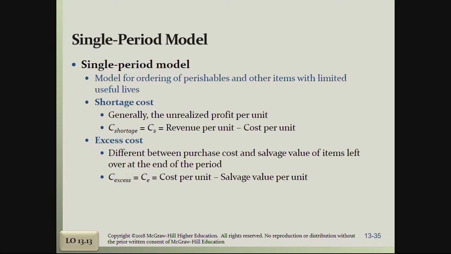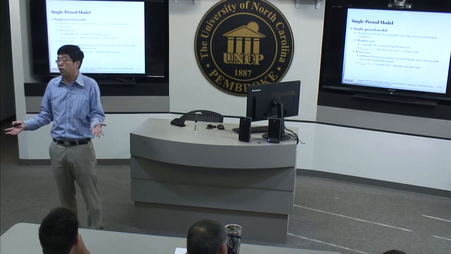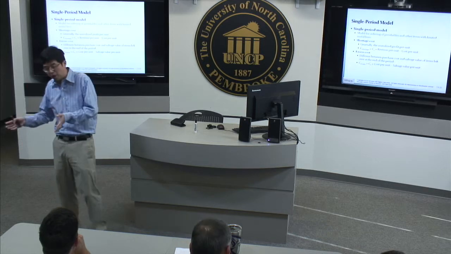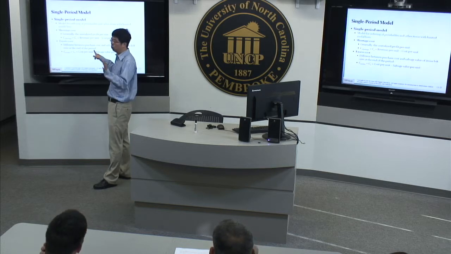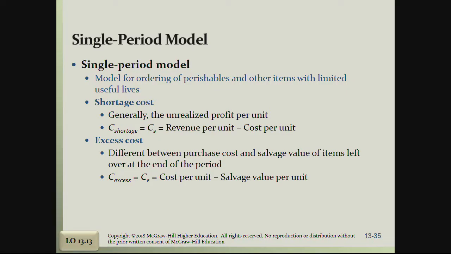Excess cost. This happens if you have more inventory than the demand. Right? At the end of the day, okay, you have 100 extra newspapers. It doesn't mean too much. So it's the difference between the purchase cost and the salvage value of items left over at the end of the period. When we talk about the newsboy, the period is 1 day. When we talk about some perishable food, the period can be 1 week. It really depends on the expiration dates, or 2 weeks, 1 month. But we calculate at the end of the period, daily or weekly or monthly. Right? So it's the cost per unit minus the salvage value per unit.